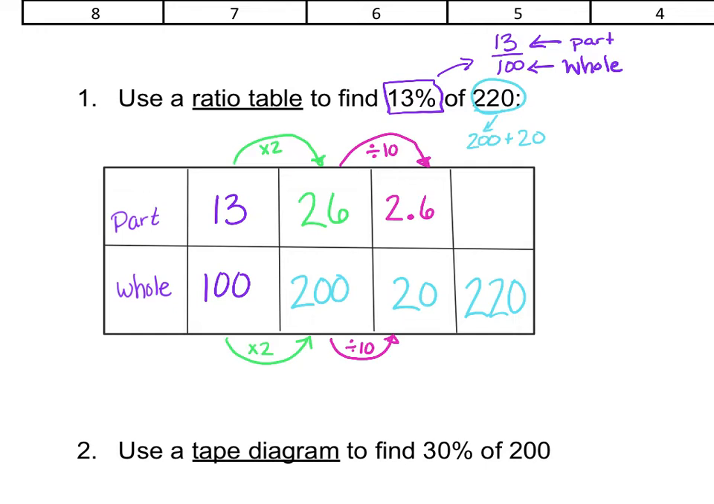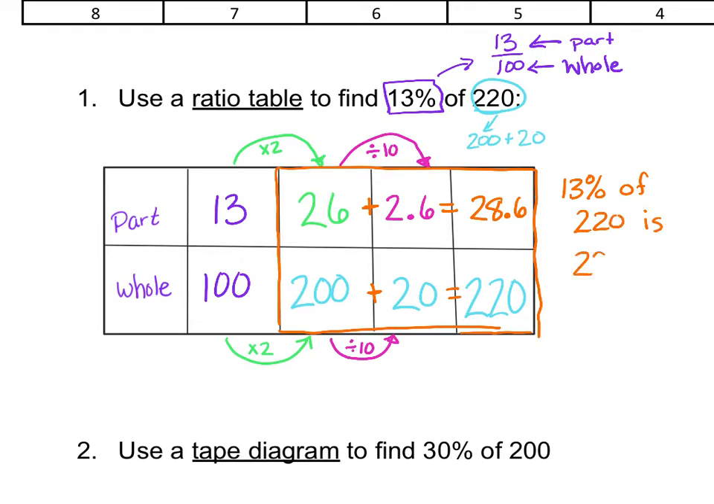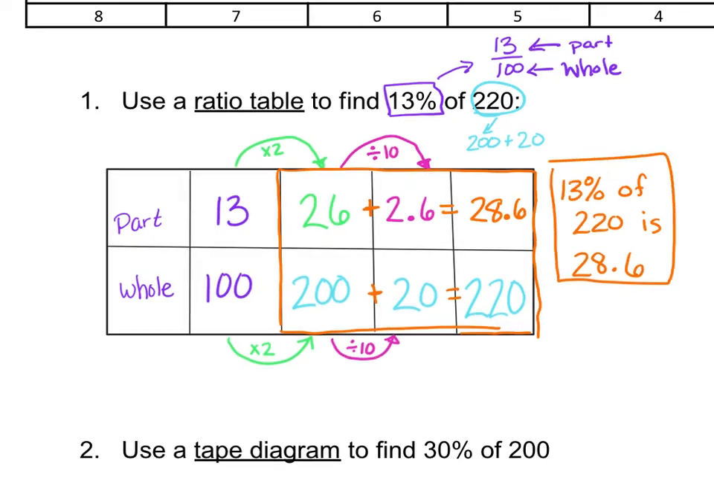The last thing that you need to do now is get to 220. So if I add 20 and 200 together, I would get 220. So if I add my wholes together, then I can add my parts. And when I add 26 plus 2.6, I get 28.6. So that means 13% of 220 is 28.6. And that would be my final answer for that. Let's go on to question 2.